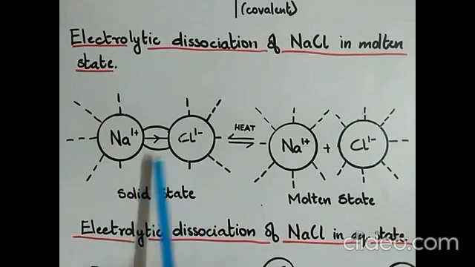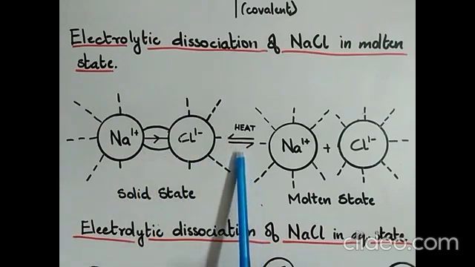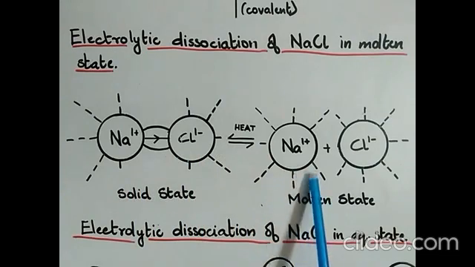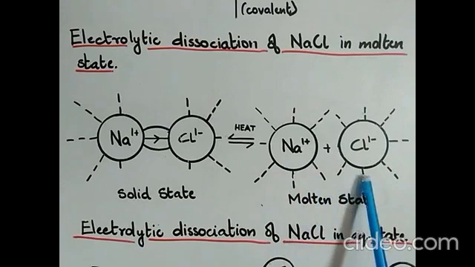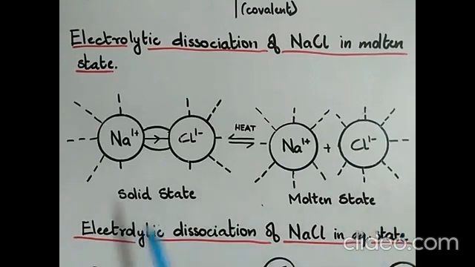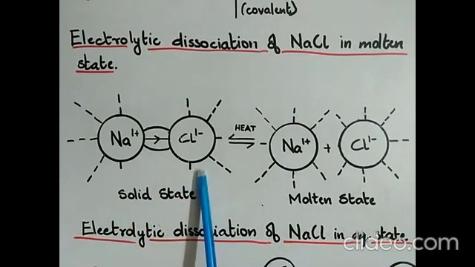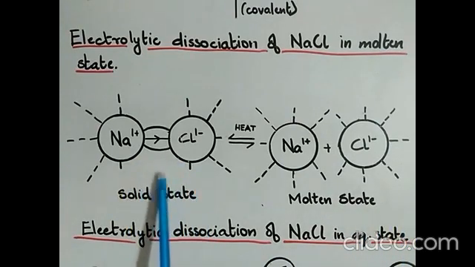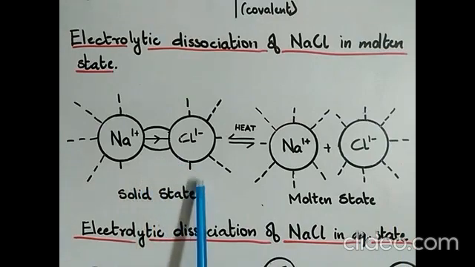For breaking this bond, it has to be heated strongly. On heating strongly, it dissociates to give Na+ and Cl- ions. So in the molten state, you find ions being present. Therefore, in the molten state, sodium chloride is a good conductor of electricity, whereas in the solid state, it cannot conduct electricity because the ions are not free. Free ions are required for the conduction of electricity.